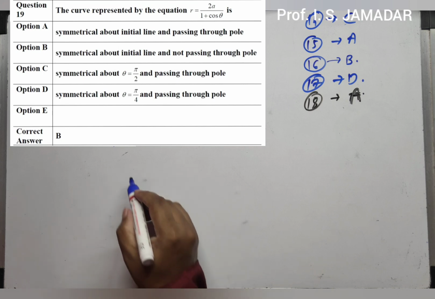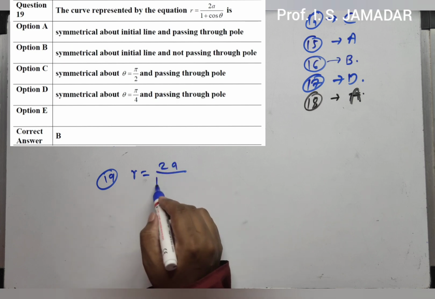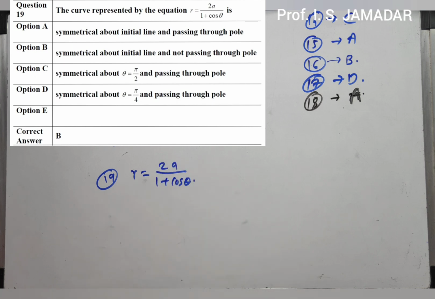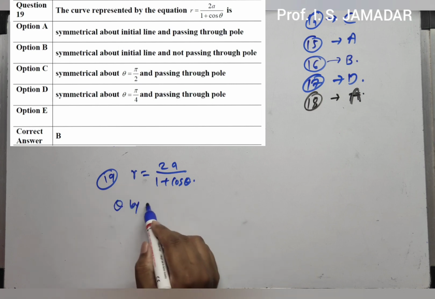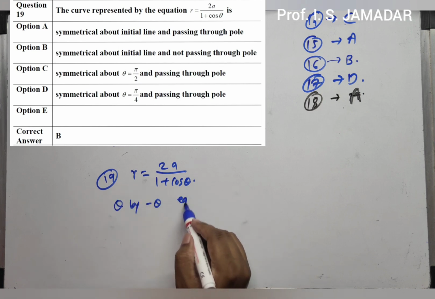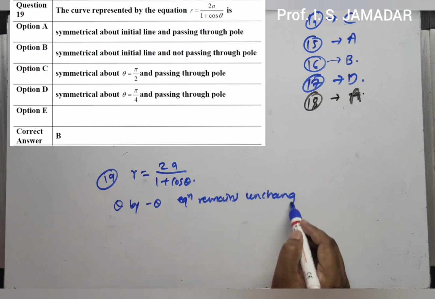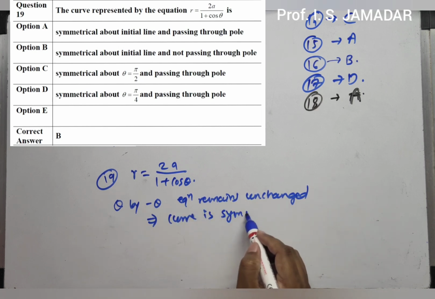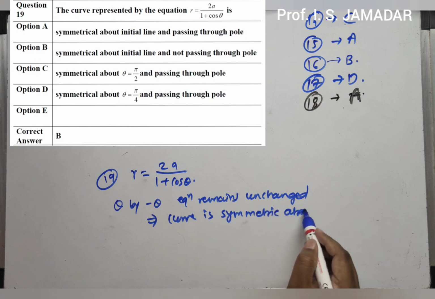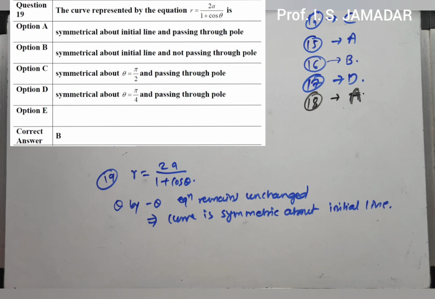Curve represented by r equal to 2a upon 1 plus cos theta. Now there is a cos, it means after replacement of theta by minus theta, the equation remains unchanged. So it implies the curve is symmetric about the initial line.